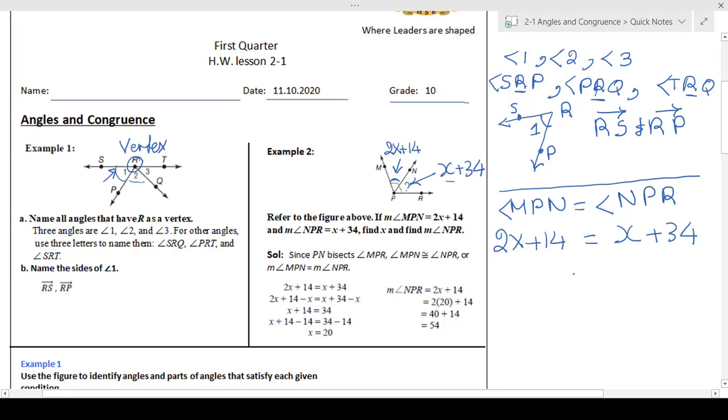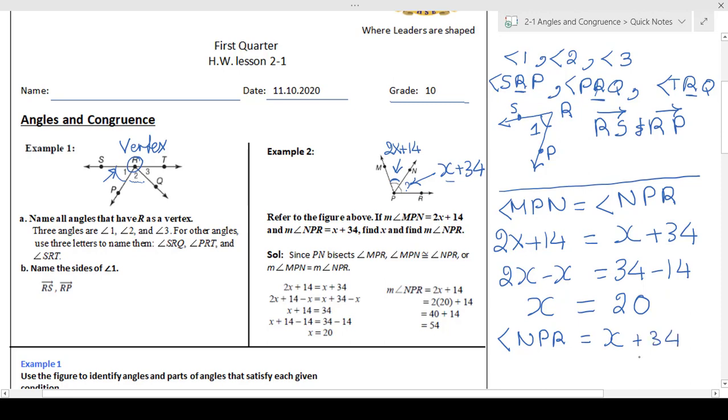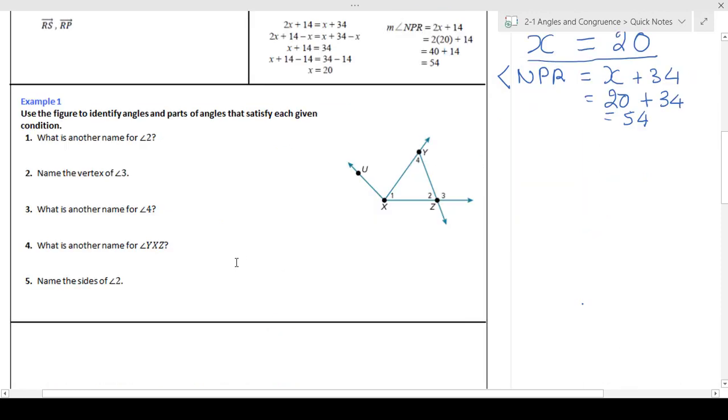I move x to the other side of the equal sign to become negative x minus x. And I move the positive 14 to the other side to become negative 14. So 34 minus 14. This is equal to x equals 20. Now I got my x. I want to find the missing angle, which is angle NPR, equal to x plus 34. So it is equal to 20 because I got the x equals to 20 from here, plus 34, which is equal to 50.